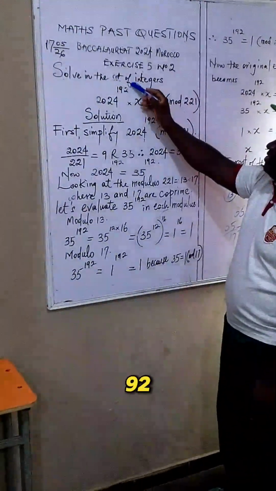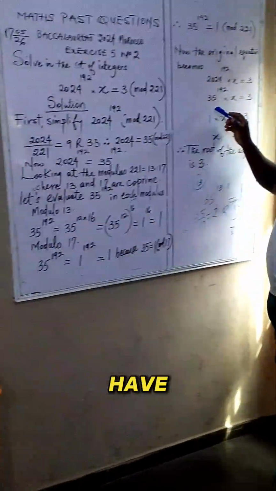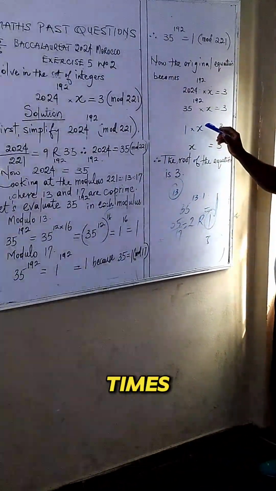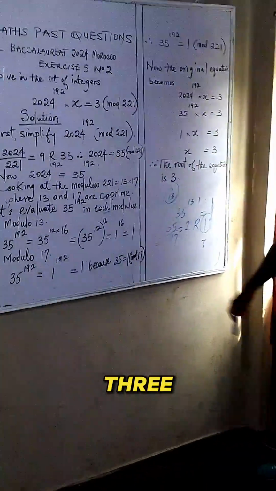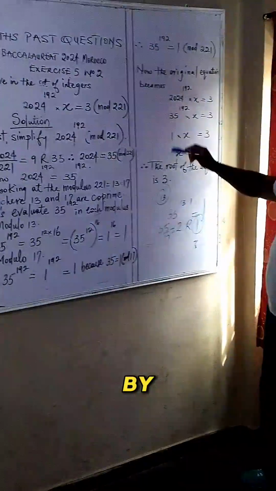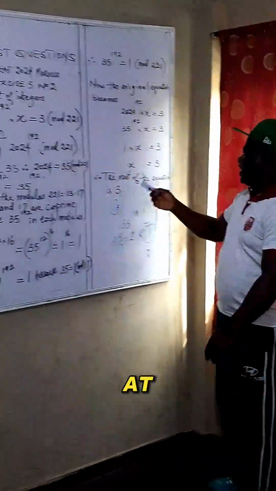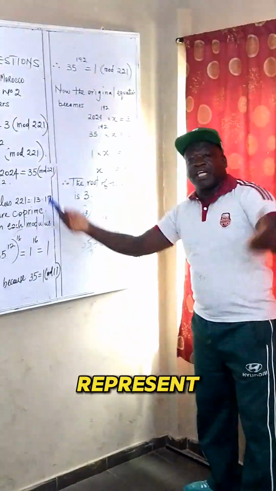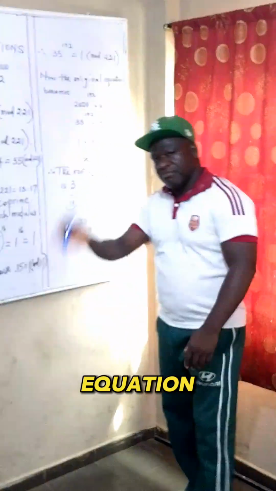2024 to power 192 is simply 1. So we have 1 times x equal to 3, by replacing this by 1. So at the end we have x equal to 3, which represents the root of this equation.